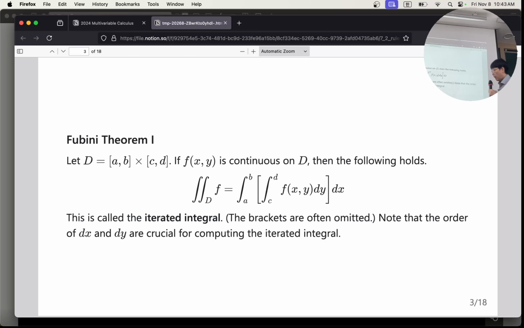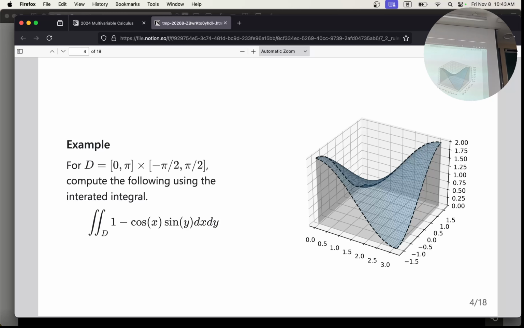And it doesn't happen all the time. So there's one condition, it's a strong condition, but it happens when f is continuous all over that rectangular domain D. Okay, so that's our Fubini theorem, and let's see an example.